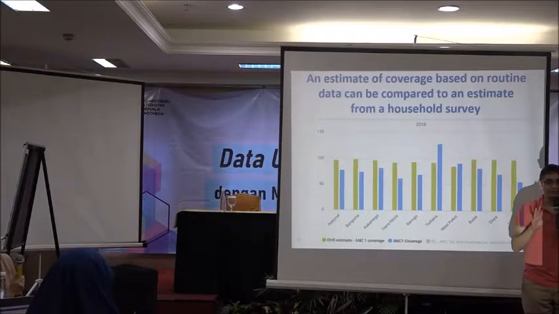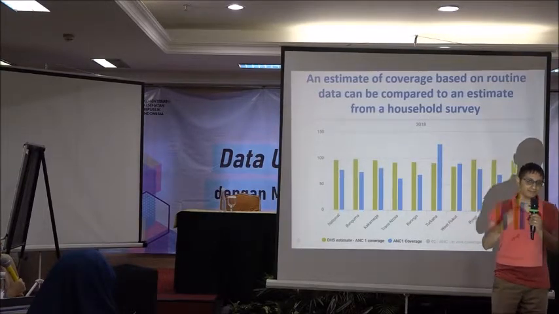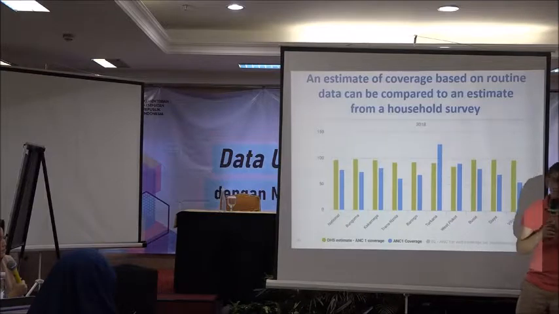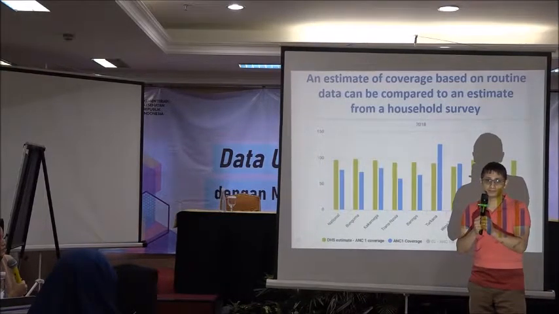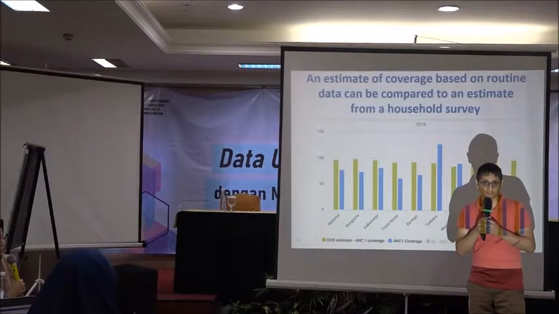And what you're trying to verify is how different the values are. Because what if routinely I report that my immunization coverage for BCG is 80%, and then the DHS survey reports that it's only 60%? We have to find out then, why is the value so different?